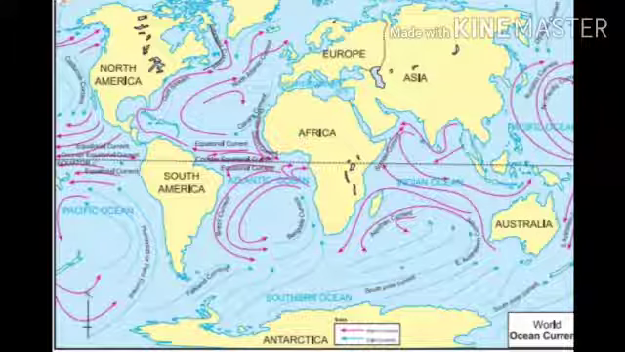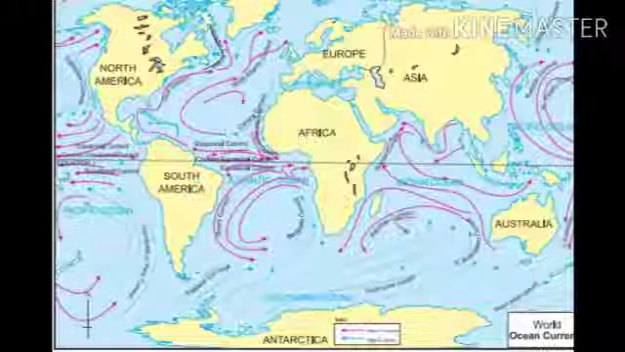So children, in this part what have we studied? We have studied what an ocean current is, what the reason for the occurrence of ocean currents is, and what the types of ocean currents are. They are surface ocean currents and deep ocean currents. Again, surface ocean currents move up to the depth of 500 meters. Okay.